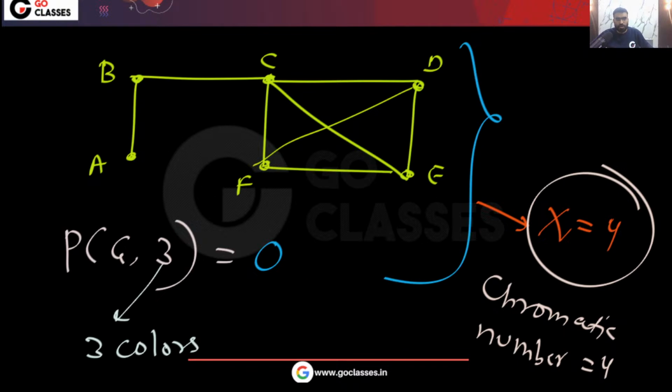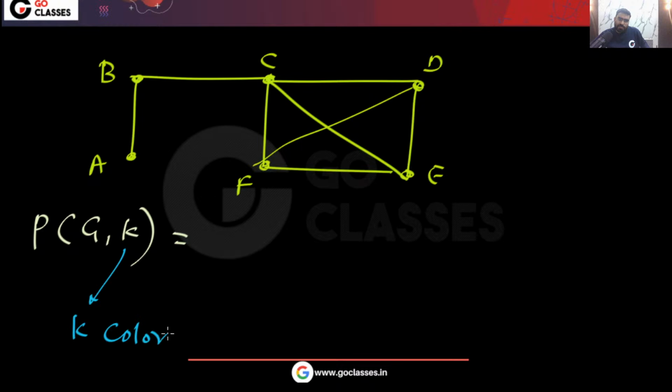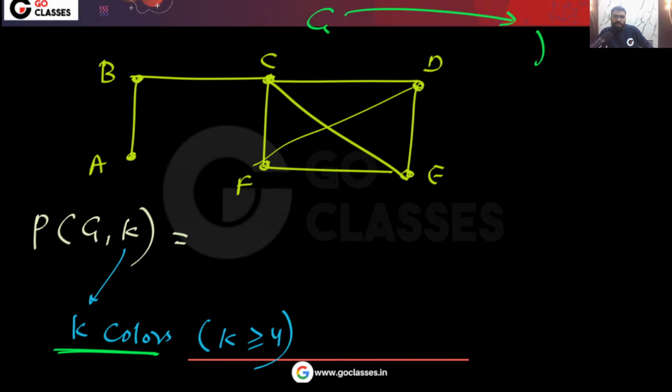Now tell me what will be PGK. Now you are experts, so tell me what will be PGK, where you are using K colors. You can assume K is greater than or equal to 4, because the chromatic number for this graph is given to you. For this graph, the chromatic number is actually 4.